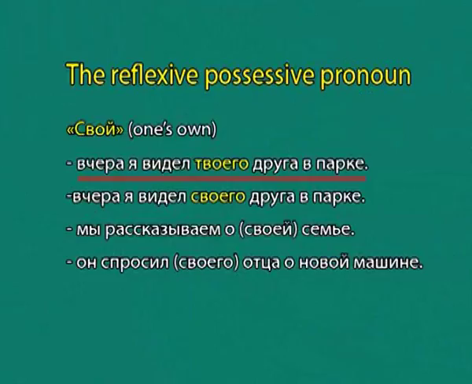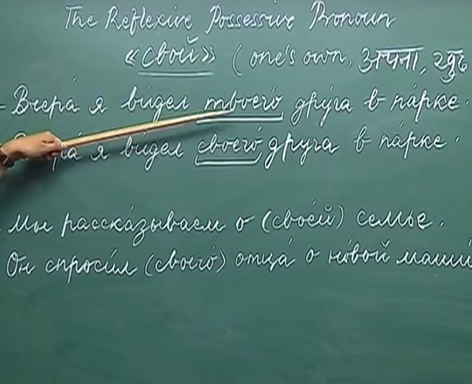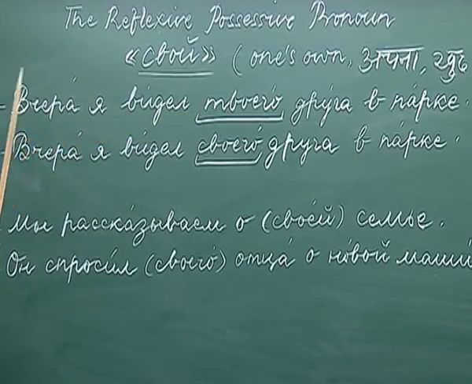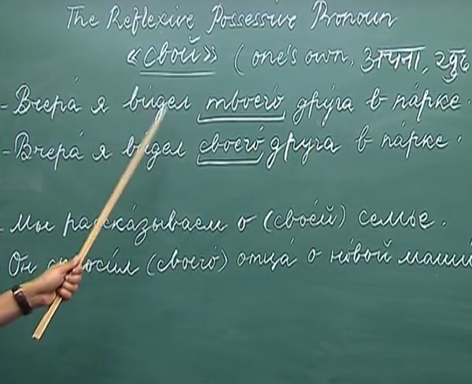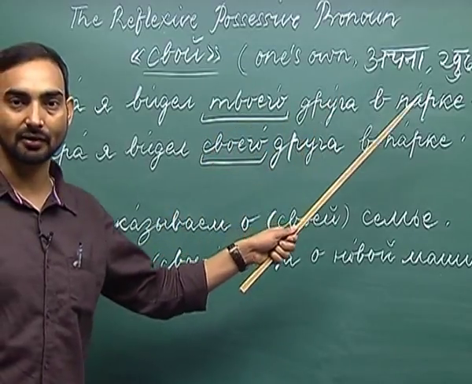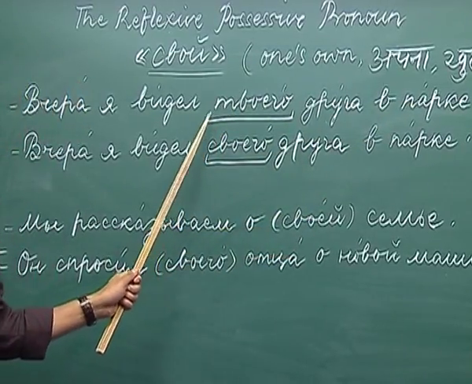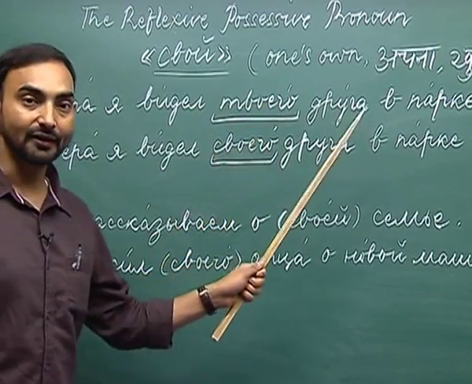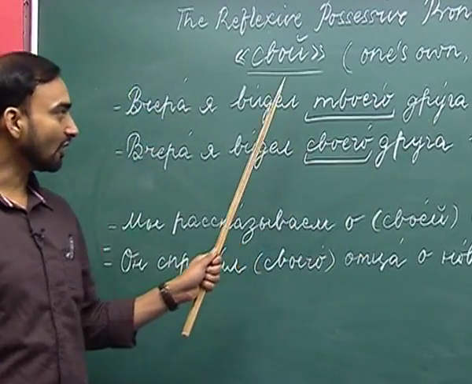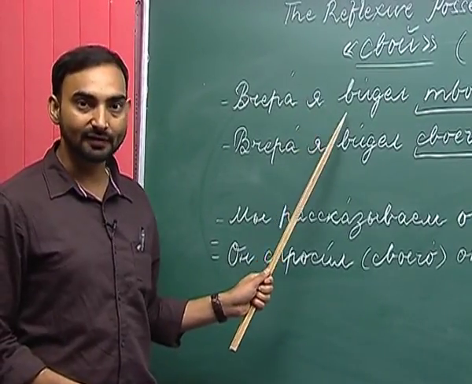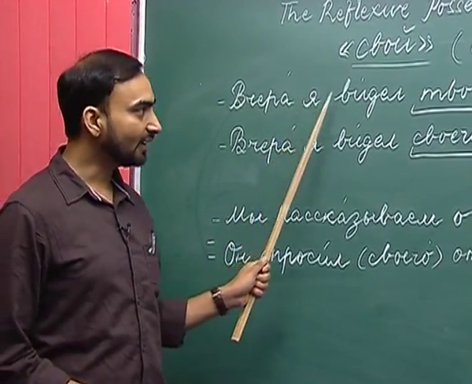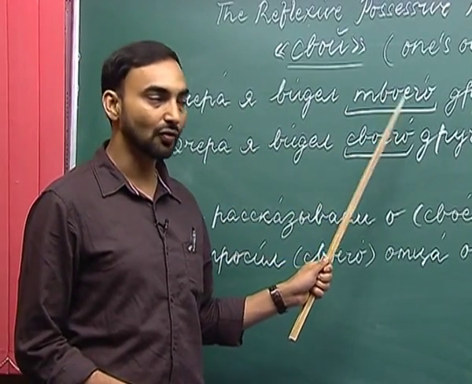For example, вчера я видел твоего друга в парке. Here we have used a possessive pronoun твой. Вчера я видел твоего друга в парке. Yesterday I saw your friend in the park. So here we are saying your friend. So your is not something that the subject, which is я, possesses. So that is why we have used possessive pronoun твой.